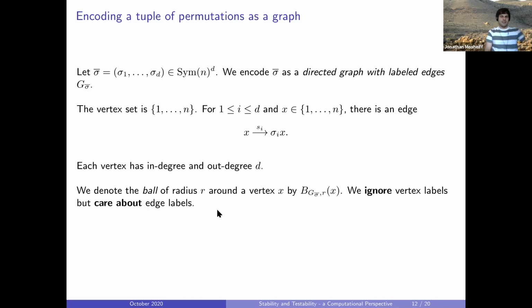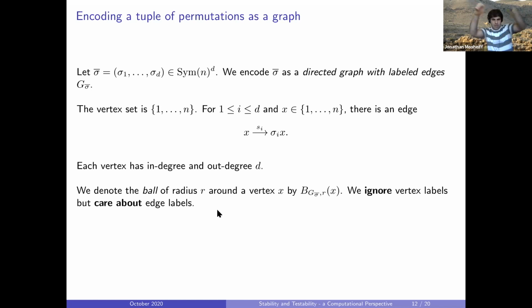So we allow ourselves to walk either backwards or forward on edges, and the ball is going to include any vertex that's at distance of at most r steps from x by walking in either direction on edges. Now, when we sample a ball from this graph, we're going to ignore the labels of vertices. So I don't care if the middle vertex is called 1 or it's called 3, and I don't care if this edge takes me to 5 or to 7. However, I'm still going to care about the edge labels.